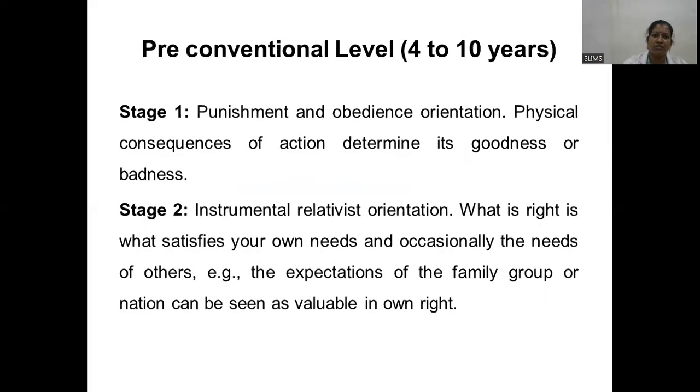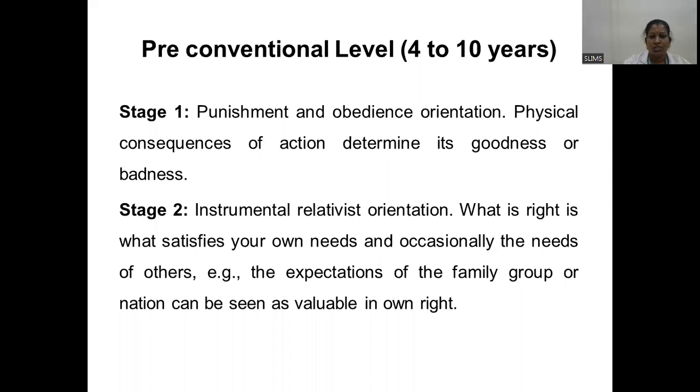The pre-conventional level is for ages 4 to 10 years. It has stage 1 and stage 2. First, stage 1: punishment and disobedience orientation. The physical consequences of actions determine their goodness or badness.